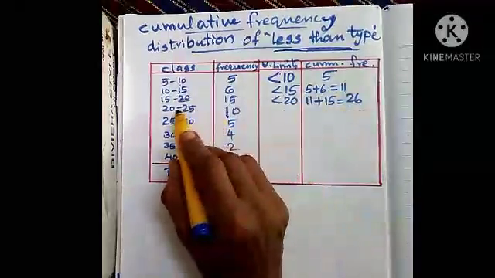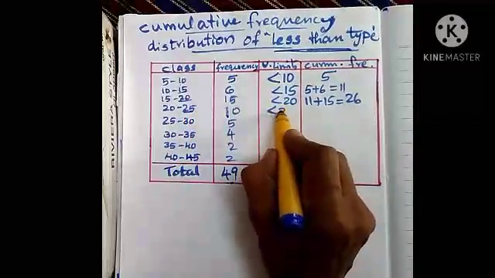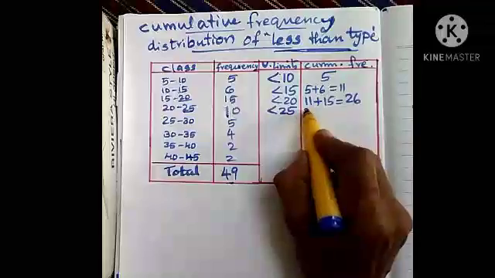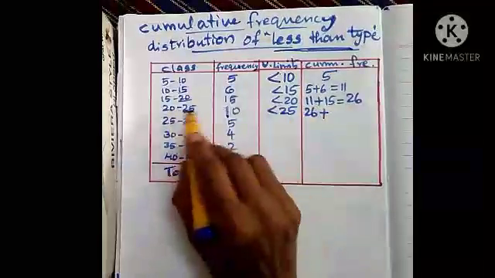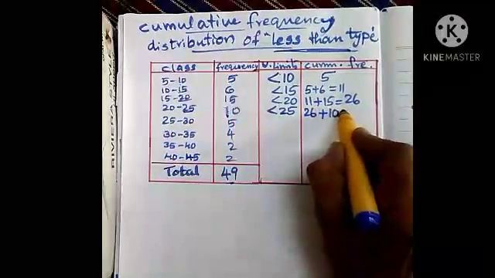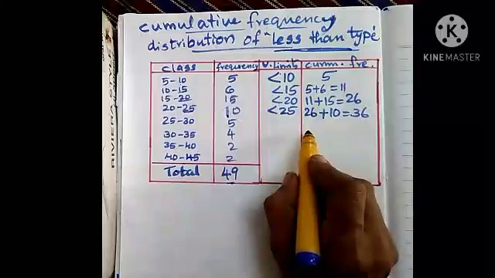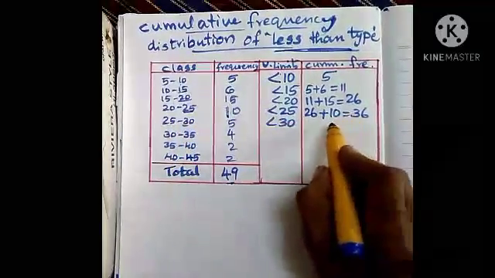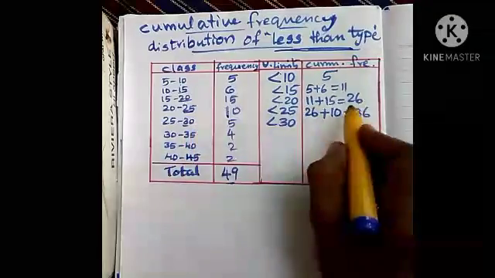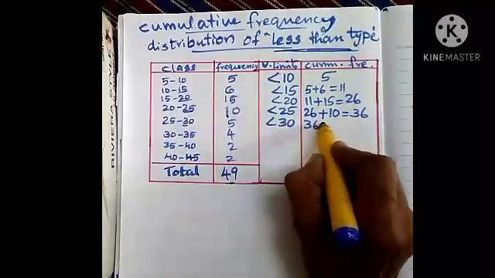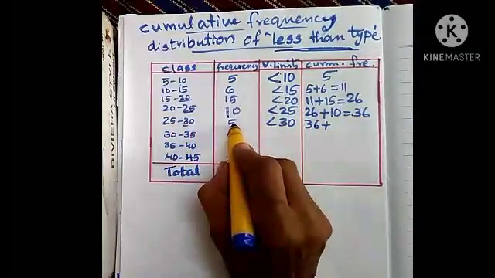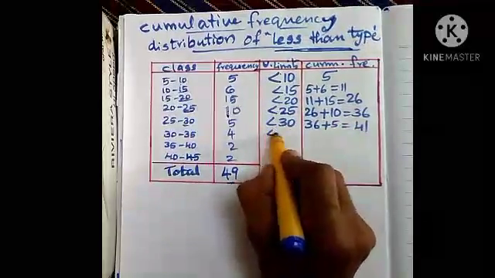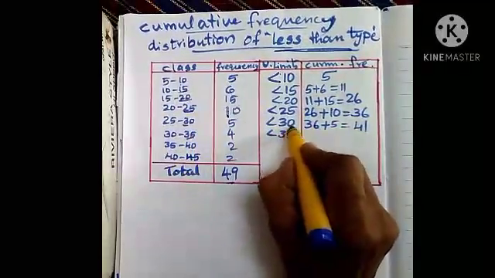The same way next one also. Next less than 25. Less than 25 means less than 20, 26 students are there, plus between this class here it is 10. So we can see it is 36. Next less than 30. Can you understand this idea? Less than 30 means less than 25, 36 students are there, plus within this class here it is 5. So it becomes 41.